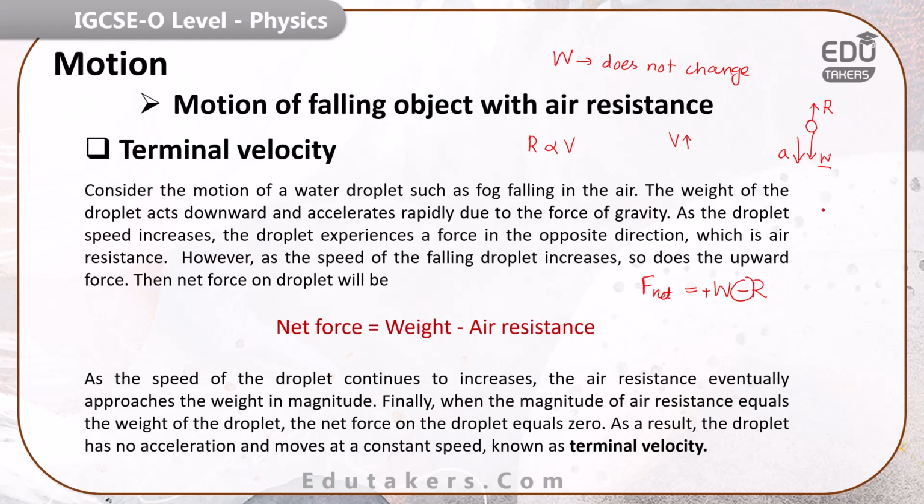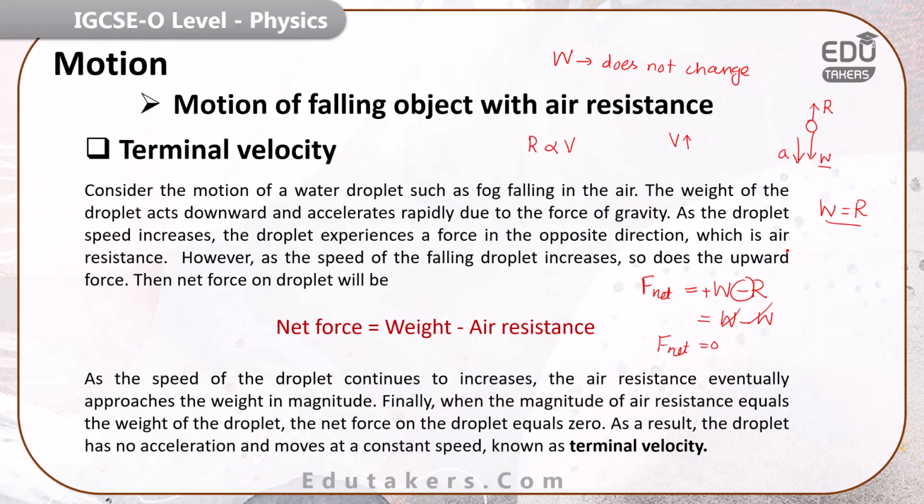I can simply write here the weight gets equal to the air resistance force. When this condition happens, air resistance and weight, both of these are equal. So I write here weight minus weight. Both of these cancel each other and the net force in this case would be equal to 0. So I can simply say that when the weight and air resistance both get equal, the net force on the droplet equals 0.